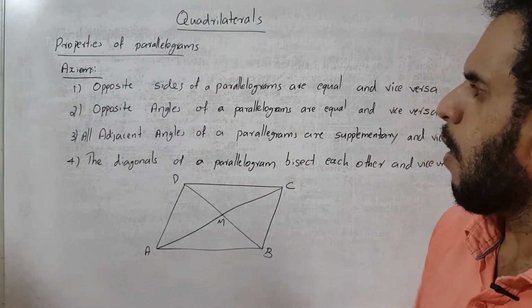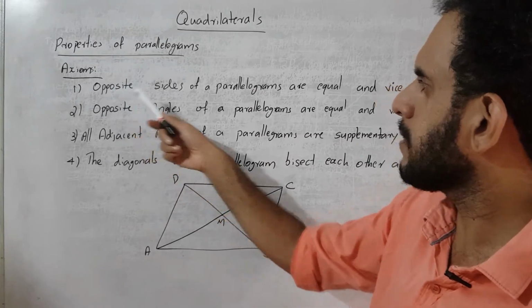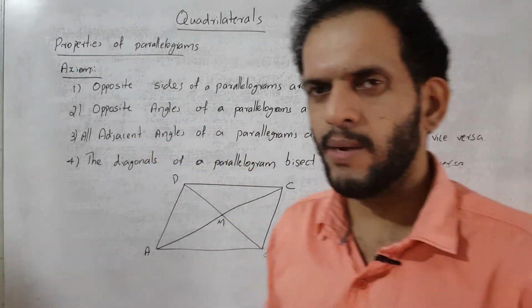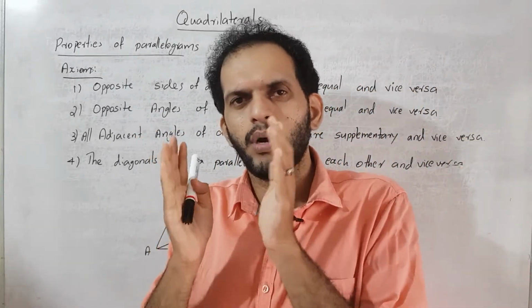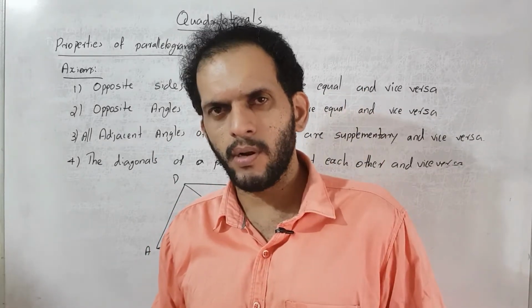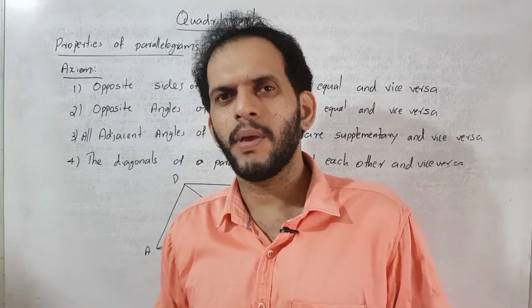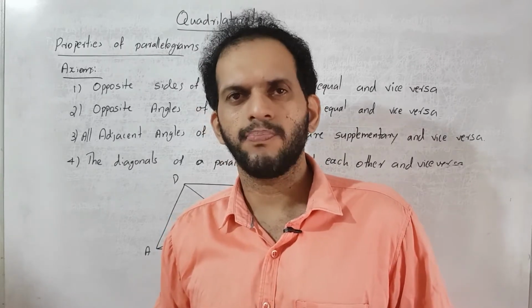The first one, opposite sides of a parallelogram are equal and vice versa. That we discuss later. Opposite sides of a parallelogram are equal. That means if the given quadrilateral is a parallelogram, then surely what is the first property of a parallelogram? Their opposite sides are equal. Not only one, both pairs of opposite sides are equal.